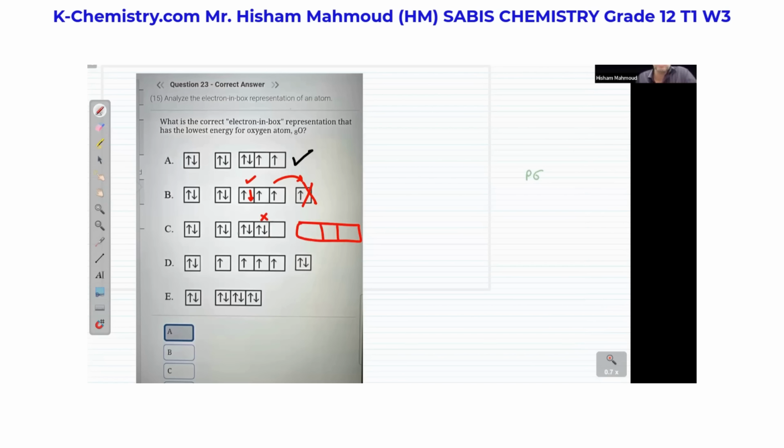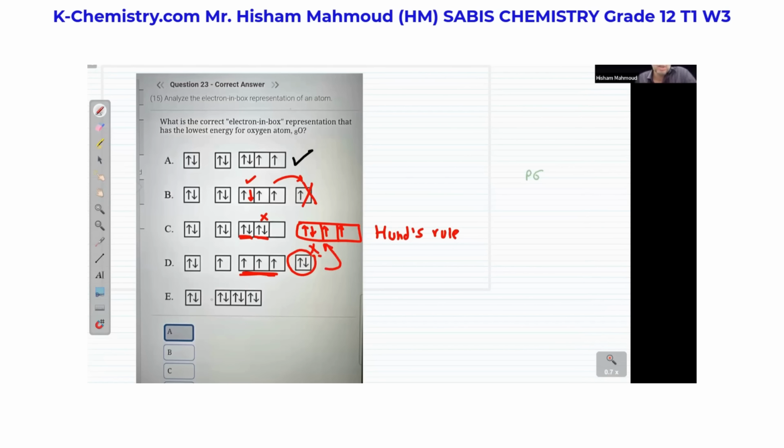They should look like that: 1, 2, 3, 4. What rule says that? Hund's rule tells us that you should not start pairing electrons unless you put separate electrons in the separate orbitals first. This one is also wrong because these electrons decided to stay here and this is not done yet. It should also look like this one.